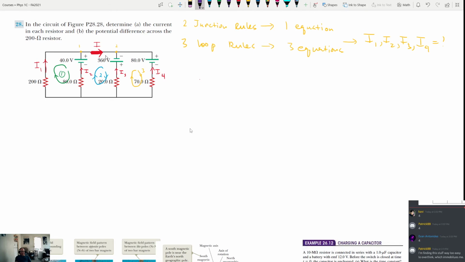Let's start with our junction rules. The junction rule for this one right here, junction 1, we'll call it J1. Junction 1 is going to be I1 coming in, I2 coming in. Those are going to be positive. And then I going out, so that's going to be negative. For junction 2, right here, we got I3 and I4 flowing into junction 2, so that means we're going to write I3 plus I4, ingoing currents, I'm going to call positive. And then I1 is also flowing in, so we'll put plus I equal to 0.